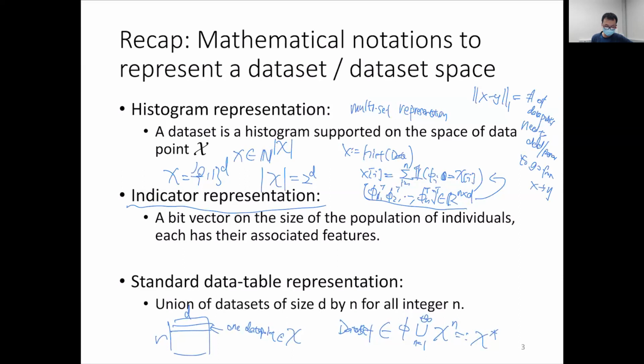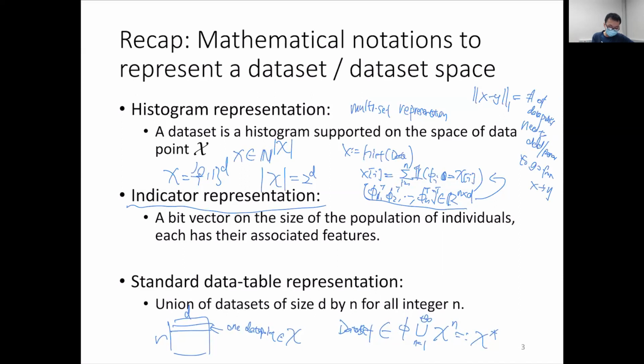However, on the other hand, the data table representation is more convenient when we are dealing with the replace neighboring relationship, when we swap out one individual, for instance the nth individual from the data set, and then replace it with someone arbitrarily different from the data space.